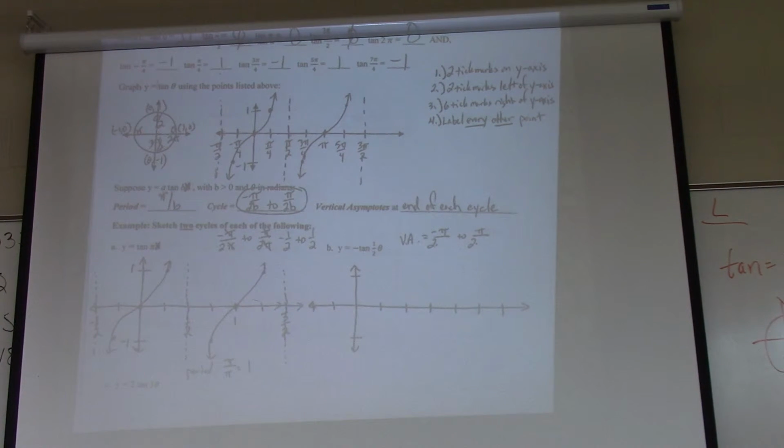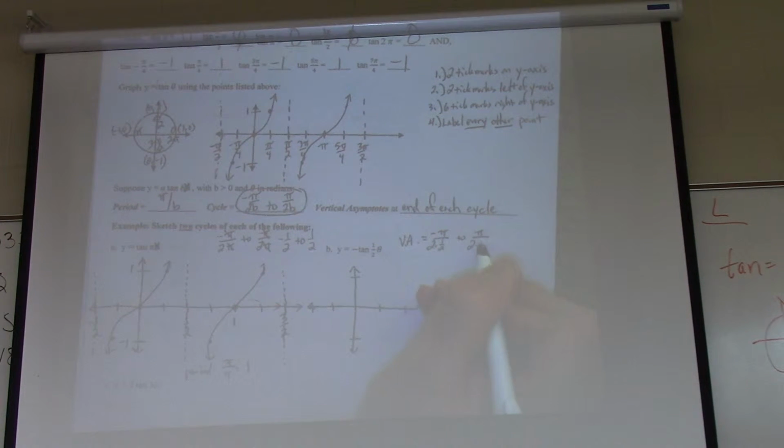Okay, so my vertical asymptotes all start the same. I've already written it down there if you want to write it down too. They all start from negative pi over 2 times b to pi over 2 times b. What's b? Pi. Or 1/2. 1/2. So let's just plug that in there.